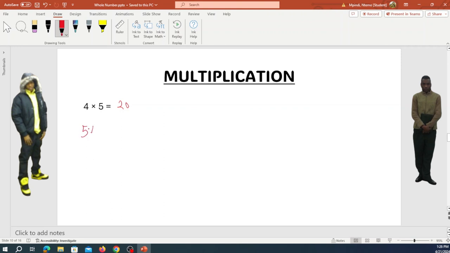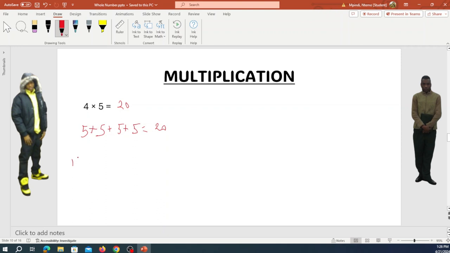5 plus 5 plus 5 plus 5 equals 20, because 5 plus 5 is 10, 10 plus 5 is going to give us what? Plus 5, 20. Because we put 5 four times here.